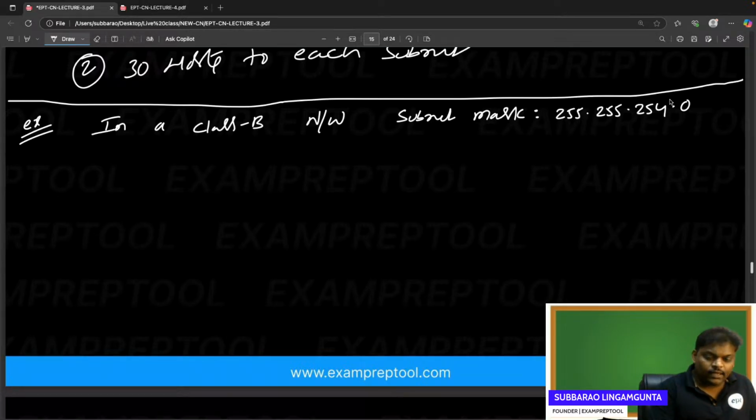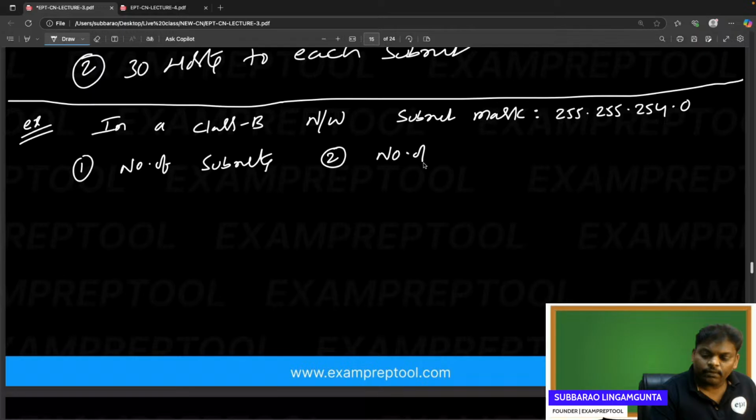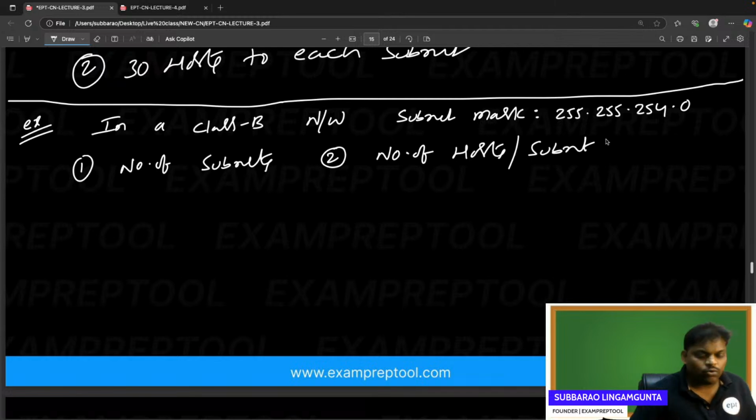Then the question number 1: number of subnets, how many? Similar question. Question number 2: number of hosts per subnet, how many? We have to calculate these two. In a class B network, subnet mask is given as 255.254.0. Number of subnets, how many? Number of hosts per subnet, how many?